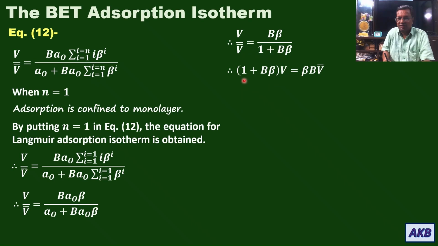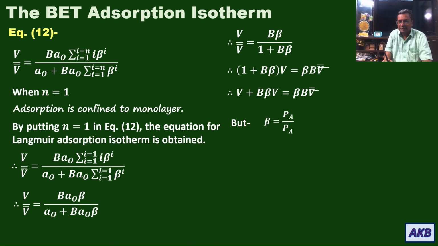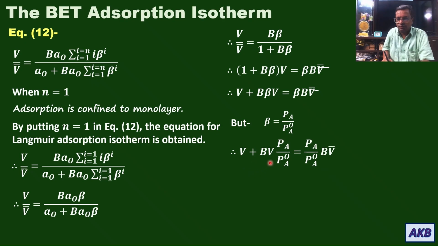I will rearrange it: 1 plus B into beta, into V, is equal to beta into B into V bar. Further rearrangement gives us V plus B into beta into V, equal to B into beta into V bar. But in this case, we have got the equation for beta. Beta is Pa upon Pa naught. So if I replace it, it will be V plus B into V into Pa upon Pa naught, that is equal to Pa upon Pa naught into B into V bar.